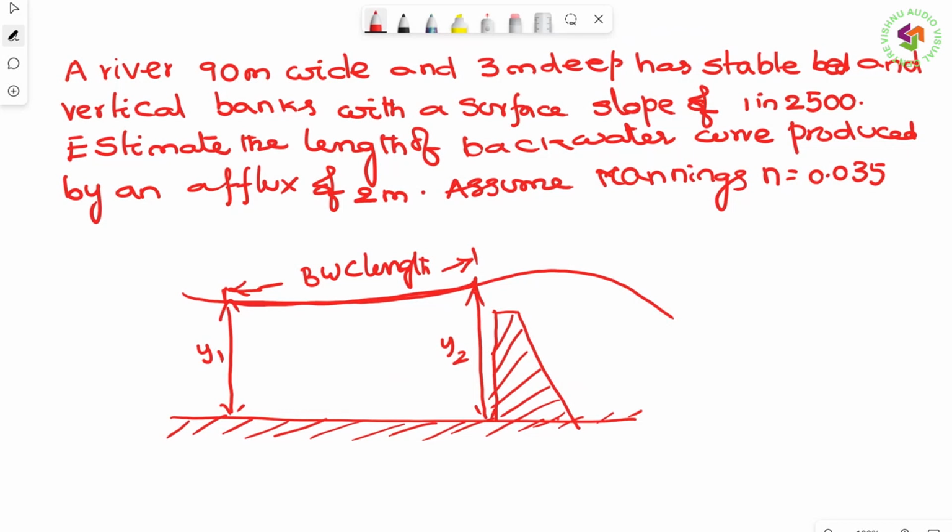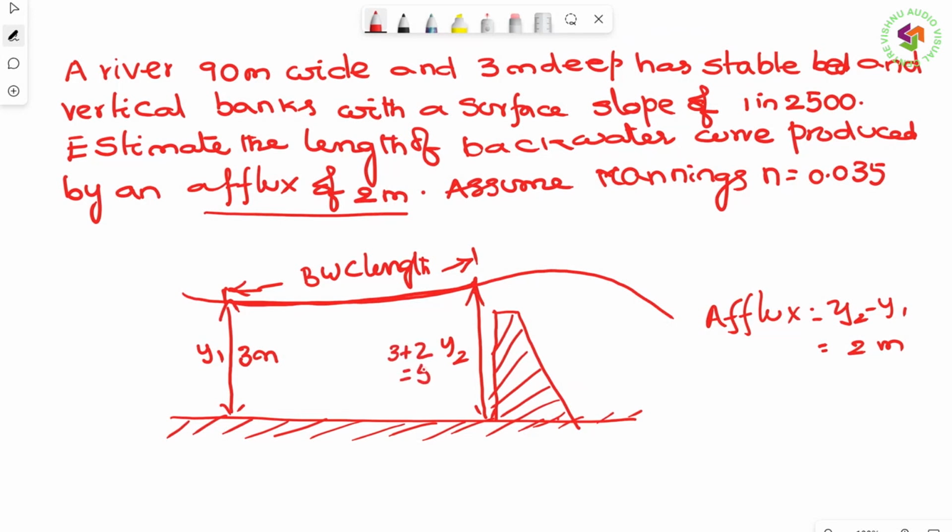Now what he has given is a river, 3 meters deep, with a stable bed, and we estimate the length. Efflux is 2 meters. That means the change, Y2 minus Y1, is equal to 2 meters. Y1 he has already given, it is 3 meters. So Y2 should be 3 plus 2, equal to 5 meters. This is the first thing. So now two sections are clear, and we want the distance between the two sections, right?